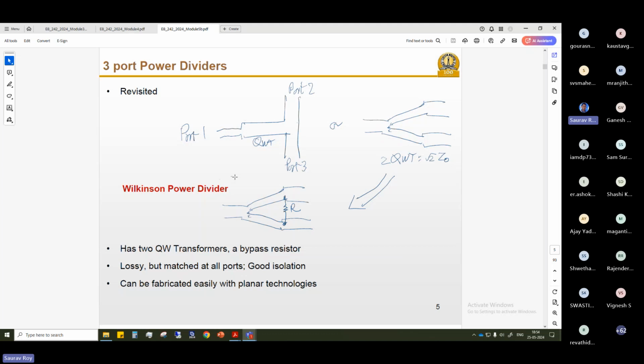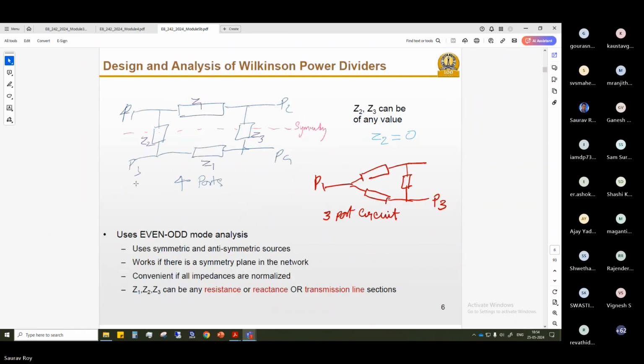You can divide the lines into two different configurations, which is called the odd-even configuration. Odd-even is a very unique theory and very simple also. If you have a symmetry in your line, you just cut the line in between and make it two different sections, where you give once a symmetric source and once an anti-symmetric source.